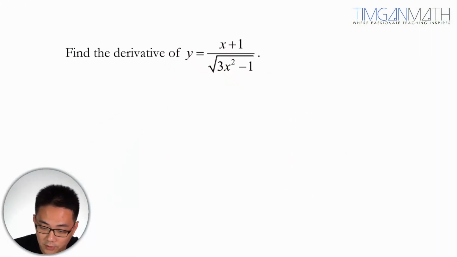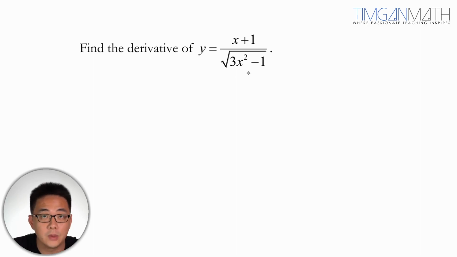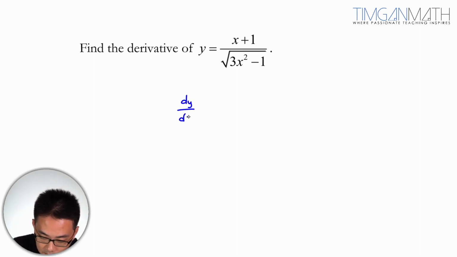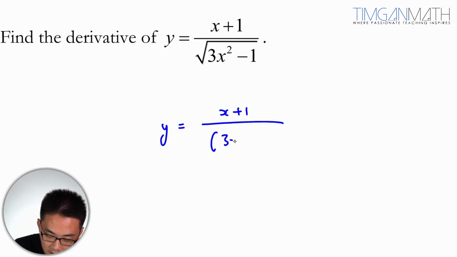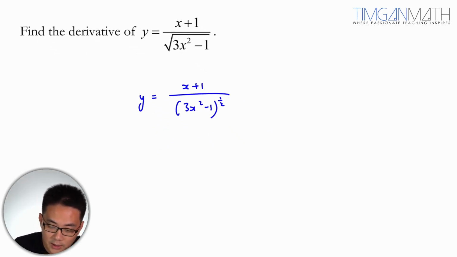This question asks you to find the derivative of y equals (x + 1) over the square root of 3x squared minus 1. So what we're going to do is find dy/dx first. Oh, sorry. To simplify things, I'm going to write this in this form, to the power of half. Alright, and this is my u over v.